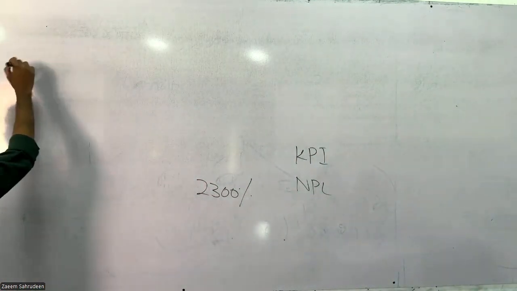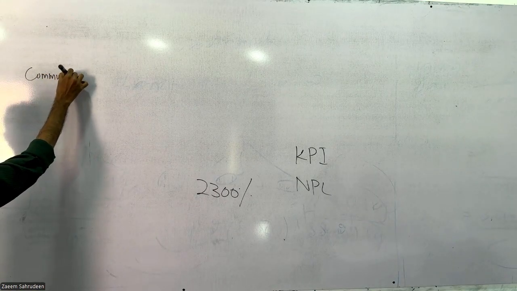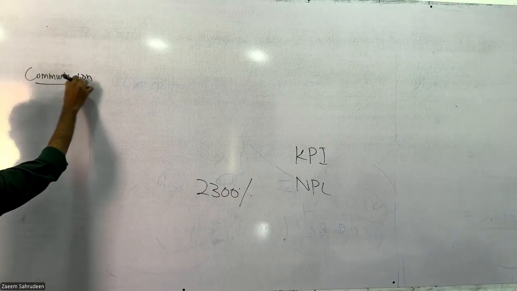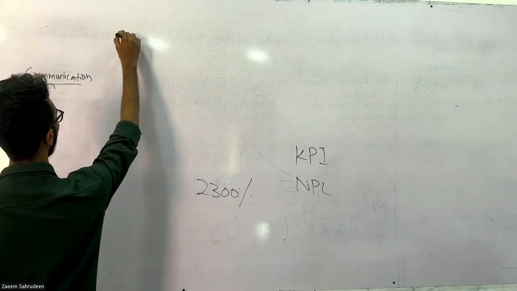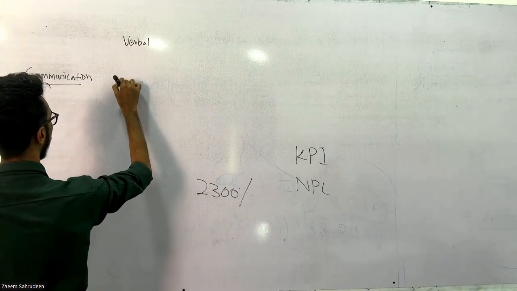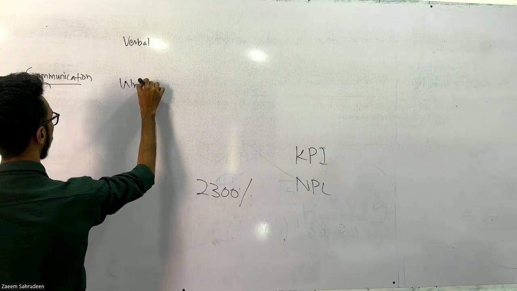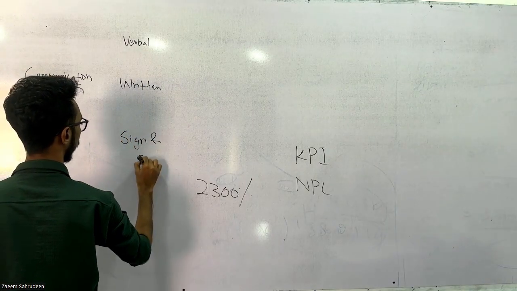And now the next part. Communication can be done in three different ways. What are they? Verbal, written, and sign and symbol.